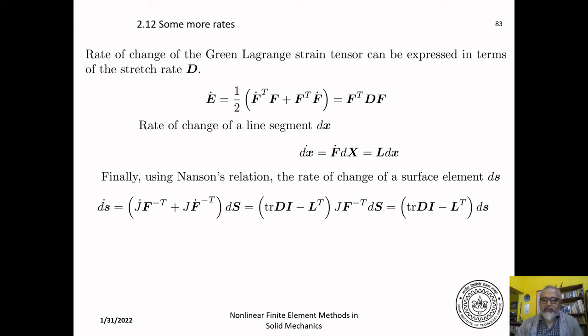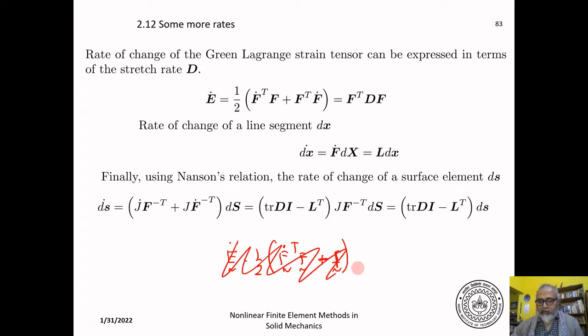Now we can use these expressions that we have developed to find rates of different quantities. For example, the rate of change of E is quite easy. E, remember, is half F transpose F minus I. Take E dot, it will give you E dot is half F transpose dot F plus F transpose F dot.